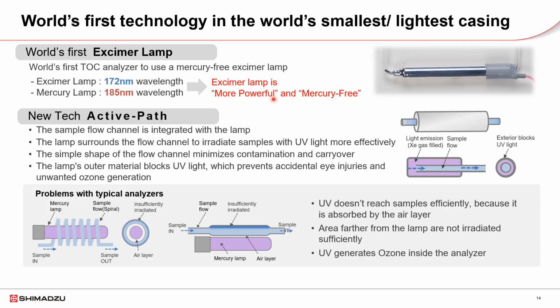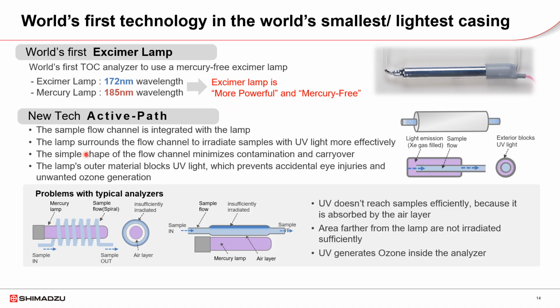TOC 1000E offers some technological innovations, though packed in the smallest and lightest casing. It has the first excimer lamp which is free of mercury. The lamp is environmentally friendly and at the same time more powerful, causing effective oxidation.